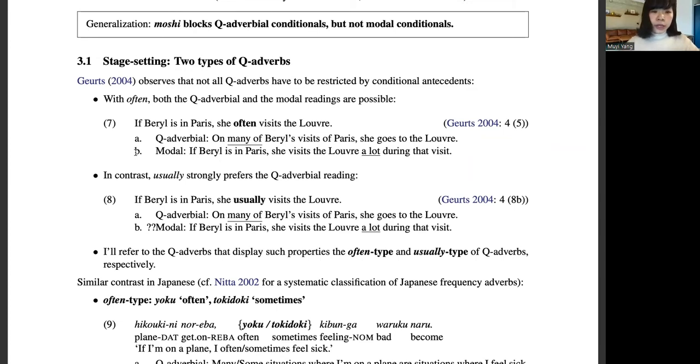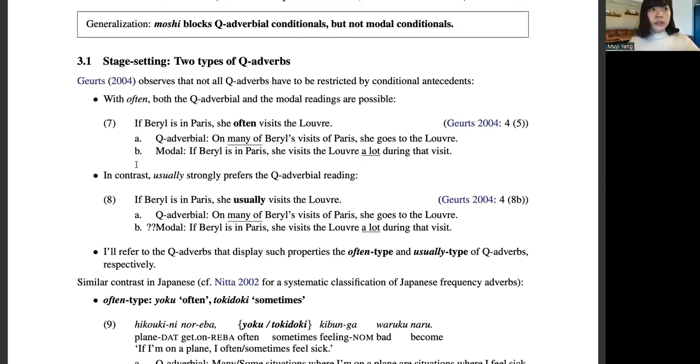Under the modal reading, the sentence can be paraphrased as: if Farrell is in Paris, she visits the Louvre a lot during that visit. In this case, the adverb often would be ranging over the interval of Farrell's stay, one particular stay of Farrell's in Paris. So we are no longer ranging over all of the cases of Farrell's visiting Paris. Okay, so often has both readings.